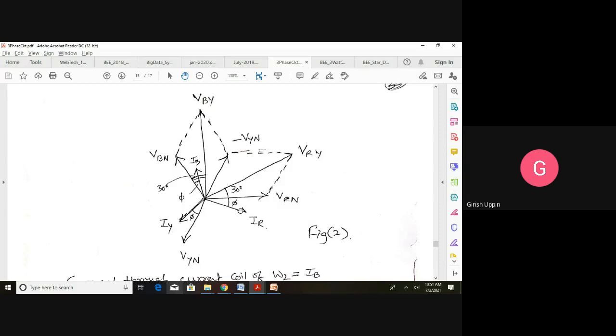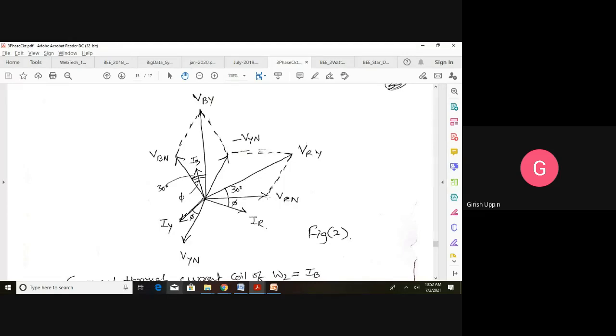What is the current flowing in the R phase? It is IR. This is the phase current. Here we have assumed the load to be RL. The current is lagging the voltage by angle phi. In case of RL, we know that the current will lag the voltage by an angle phi. So you draw VRN and, a small phi angle lagging, the current.